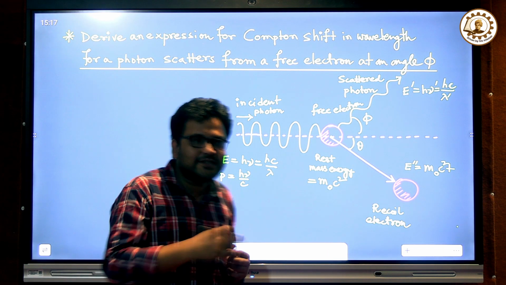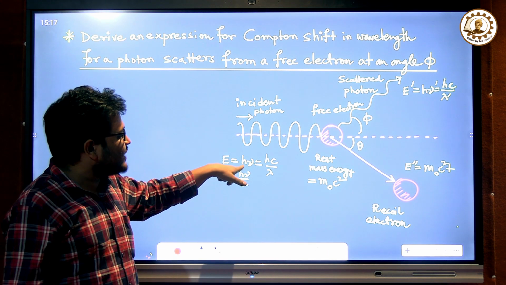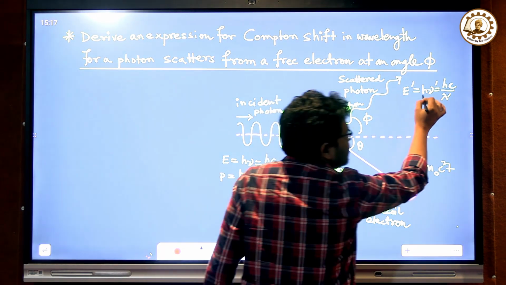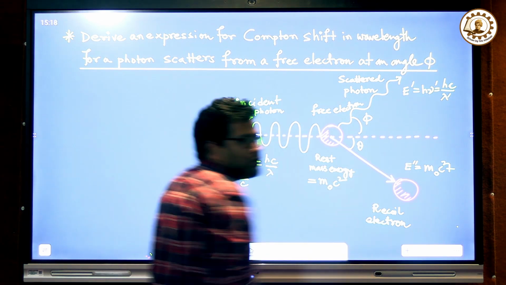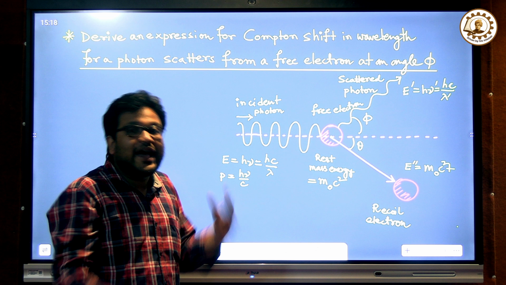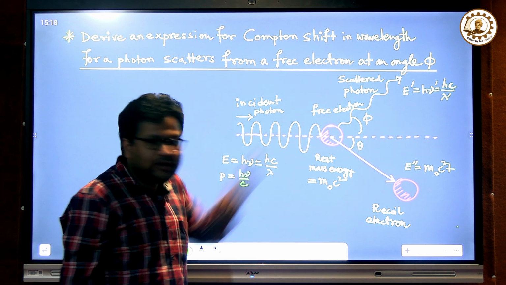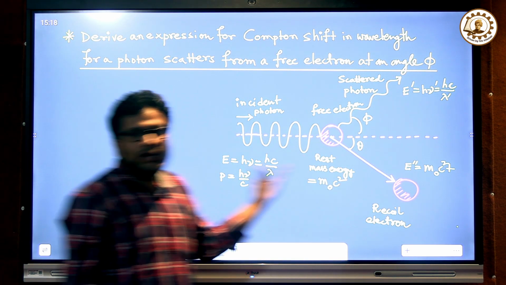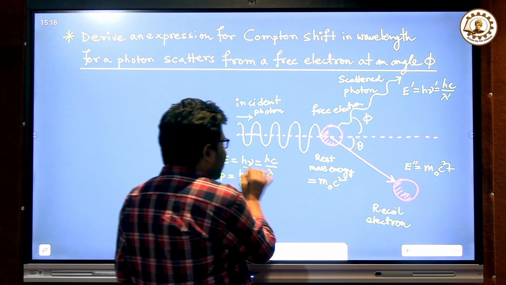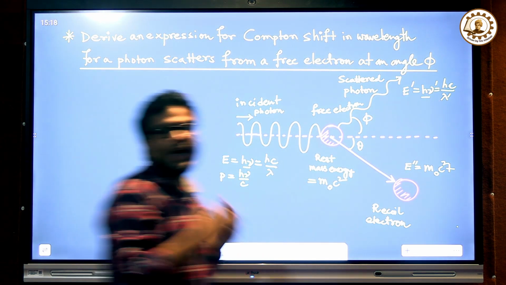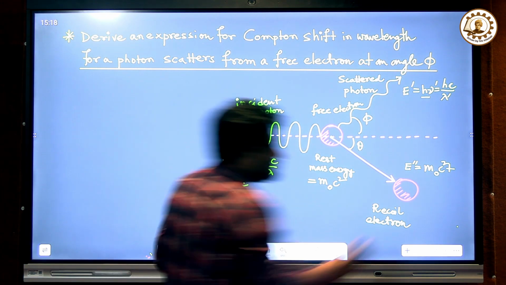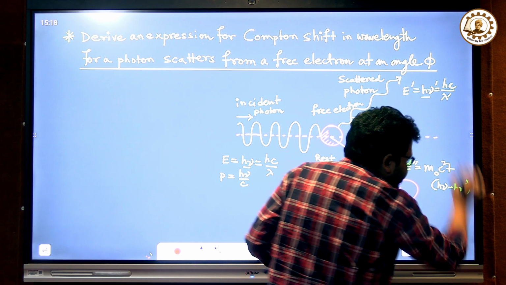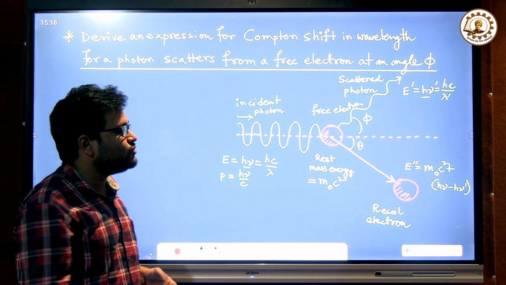Now what is the energy that is transferred? Look carefully. What is the incident energy of this photon? This is h nu. What amount of energy does the scattered photon possess? It is h nu prime. Then what amount of energy has been handed over to this electron? The amount of energy transferred to this electron by the collision will be the difference between these two energies, that is h nu minus h nu prime. So the amount of energy increment in this electron is h nu minus h nu prime.